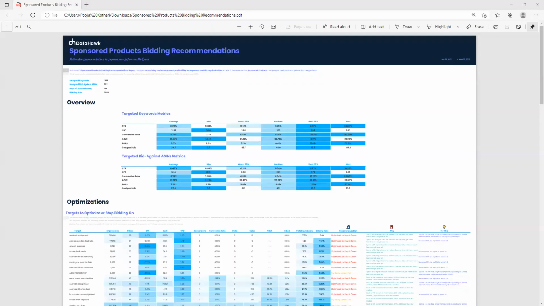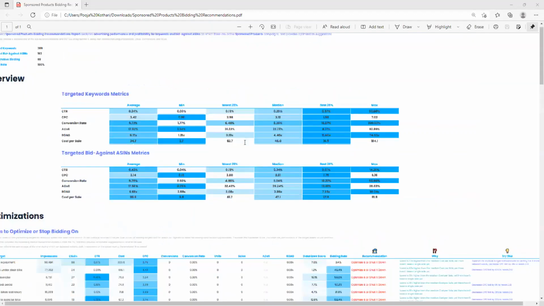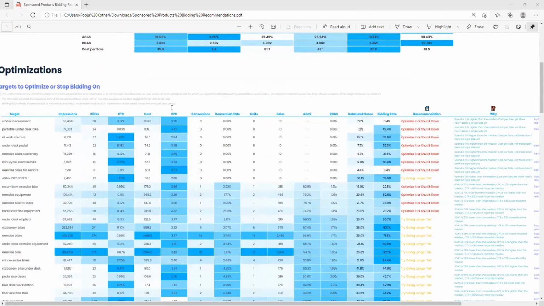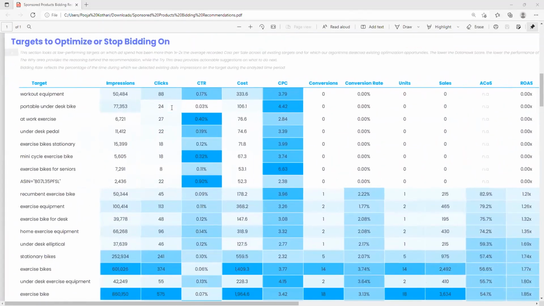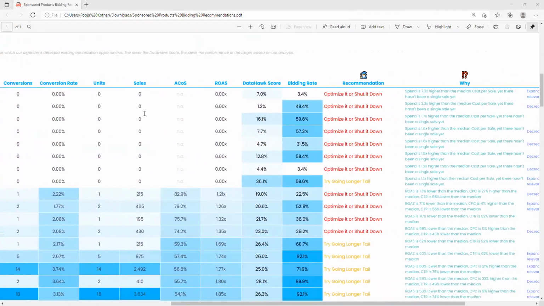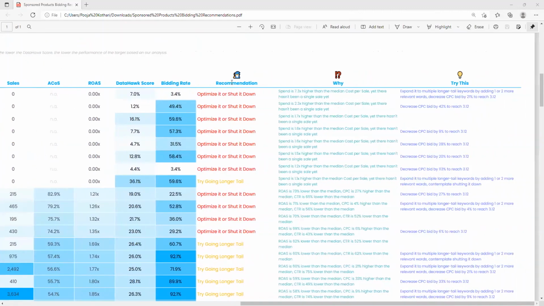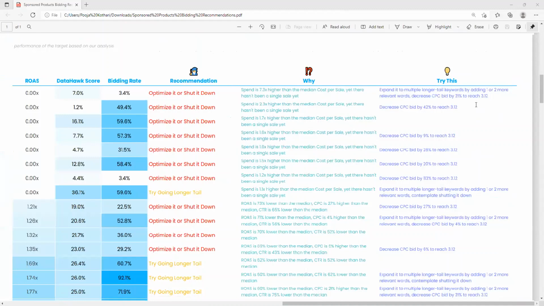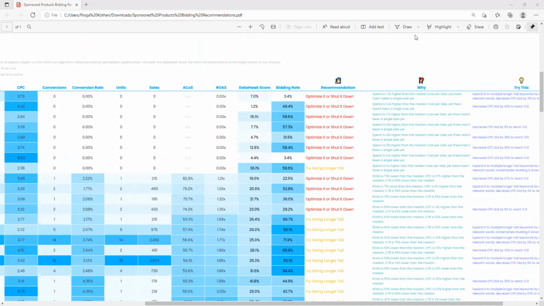Here we go. So this is the report that I was talking about that provides detailed data on all your advertising metrics along with your targeted keywords. So for instance, workout equipment would show impressions, clicks, CTR, costs, CPC, conversions, everything that you need, along with recommendations from DataHawk with a reason and a suggestion on what to do next with your bidding. Now, this is the kind of reporting which makes managing your bidding on Amazon super easy and really cool.